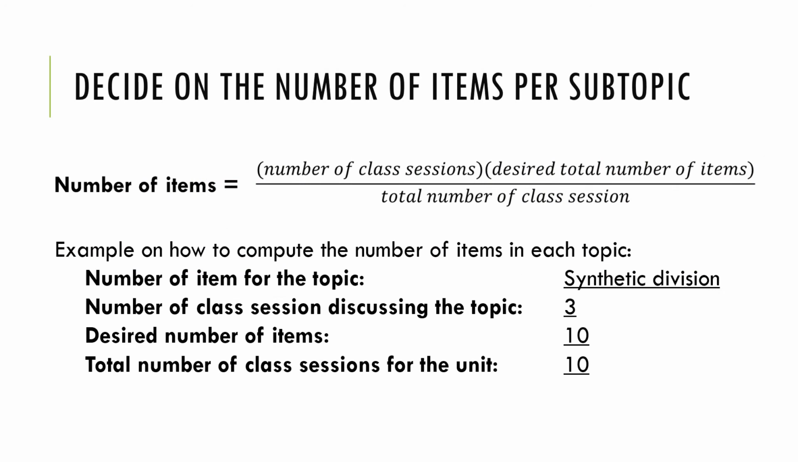Okay, so how to decide on the number of items per subtopic? Now, for example, you have 5 topics and then yung isang topic ninyo, for example, meron tayong photosynthesis. Ang nilagay sa formula, number of items is equal to number of class sessions multiplied to the desired total number of items, take note, divided by the total number of class session. So meron tayong example dito, the number of item for the topic, synthetic division. Okay, so the topic is synthetic division. Please take note of the formula.